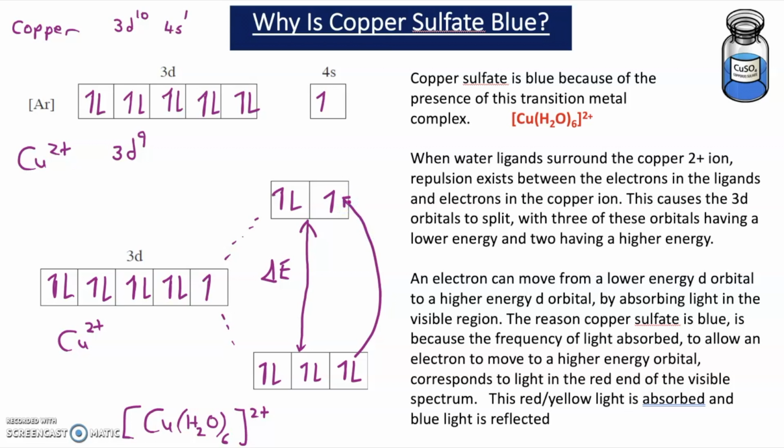Now the reason copper sulfate is blue is that an electron can be promoted from a lower energy level to a higher energy level. It's called a d-d transition, and this happens when copper sulfate absorbs light in the visible region. The reason that copper sulfate is blue is because it's absorbing light from the red end of the spectrum and reflecting blue. Now, the actual frequency of light that copper sulfate absorbs is yellow light. The colour you see is the colour not absorbed.